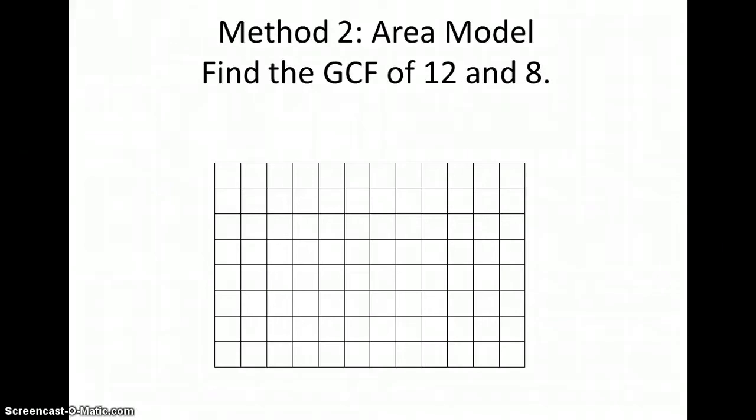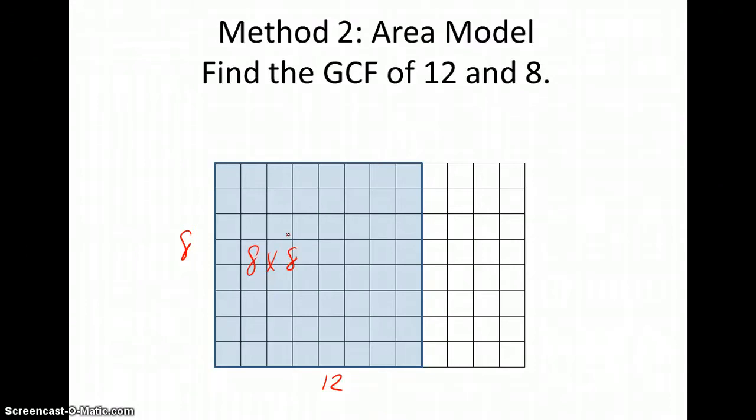The second method is to create an area model to find the greatest common factor of 12 and 8, for example. I would start this by using a piece of grid paper, and I would create an 8 by 12 rectangle. And I would look at this rectangle and say, what is the biggest square I can fit into an 8 by 12 rectangle? And the answer is an 8 by 8 square. Then I ask myself, can I fit another 8 by 8 square in this rectangle? And the answer is no.